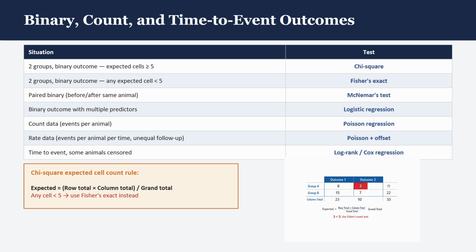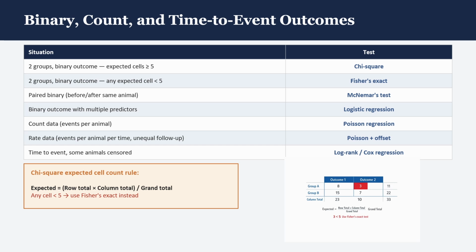McNemar's test handles paired binary data, the same animal assessed before and after, or matched case control pairs. Standard chi-square on paired binary data is wrong. It ignores the correlation between the paired observations. When you have a binary outcome and multiple predictors, chi-square can no longer help you. You need logistic regression, which adjusts for all predictors simultaneously. Logistic regression is covered in Talk D.